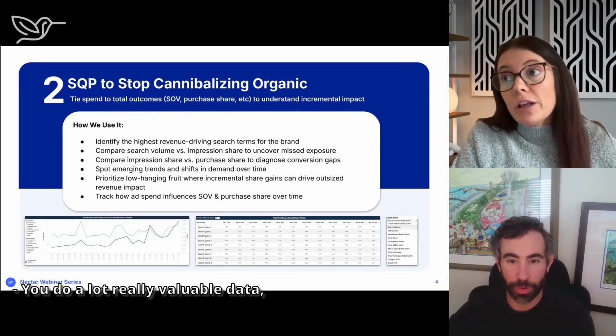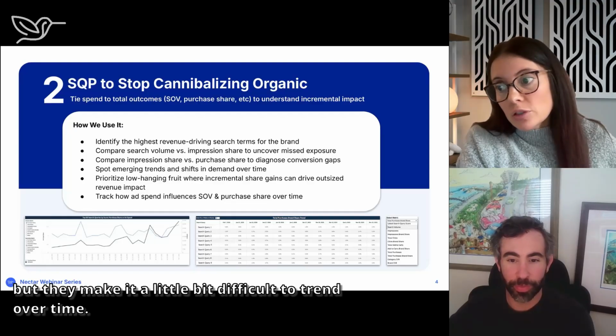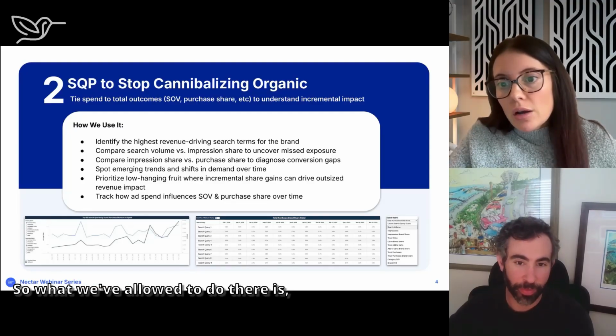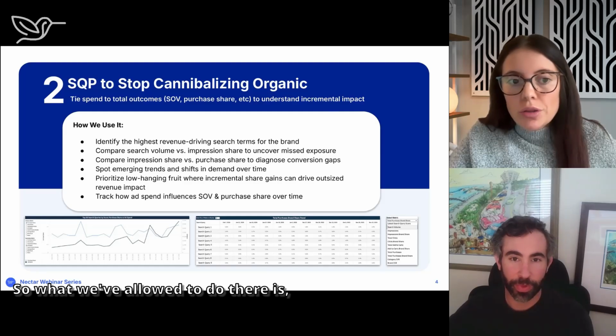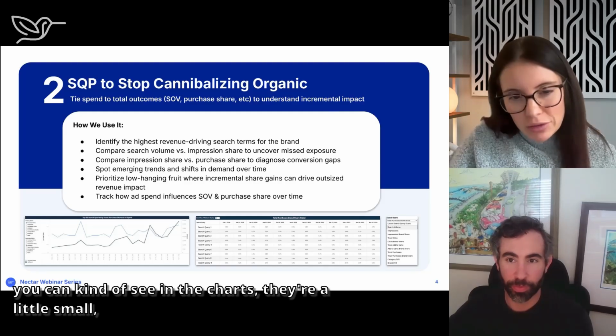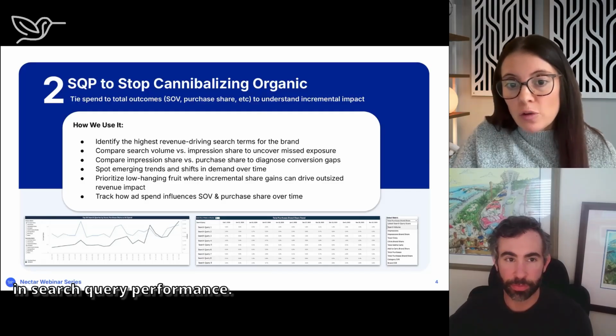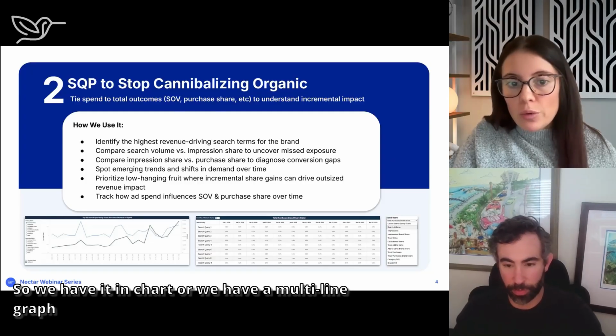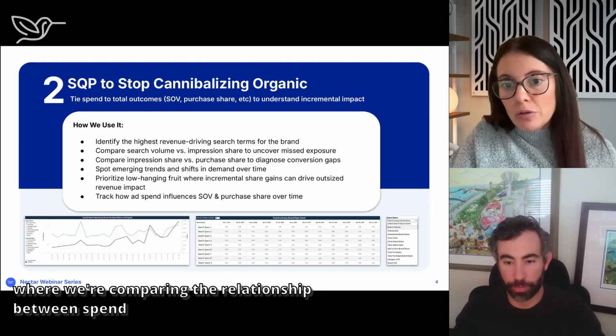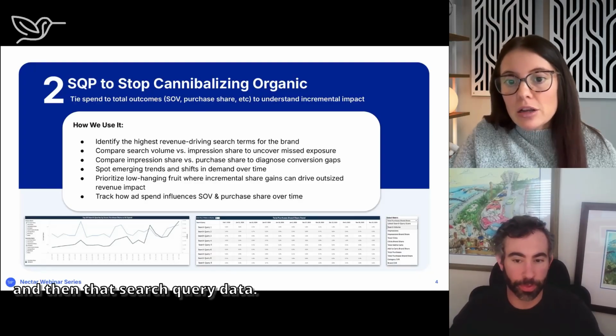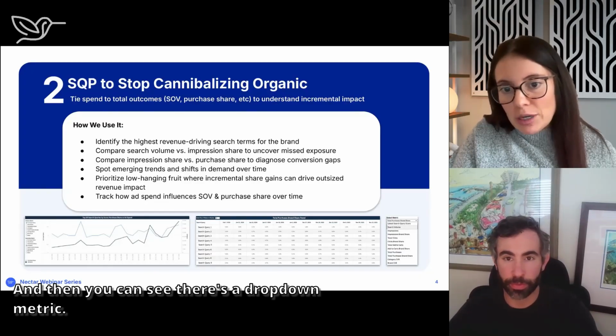You get a lot of really valuable data, but they make it a little bit difficult to trend over time. So what we've allowed to do there is, you can see in the charts, they're a little small, but we're overlaying spend with all of your key metrics in search query performance. So we have a multi-line graph where we're comparing the relationship between spend and that search query data. And then you can see there's a drop-down metric.